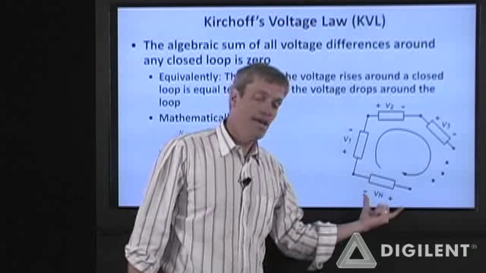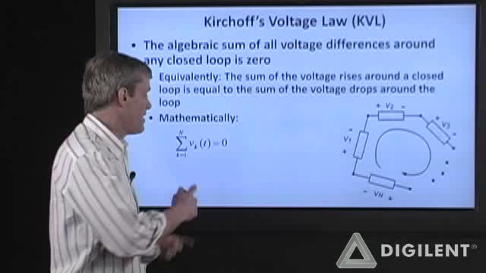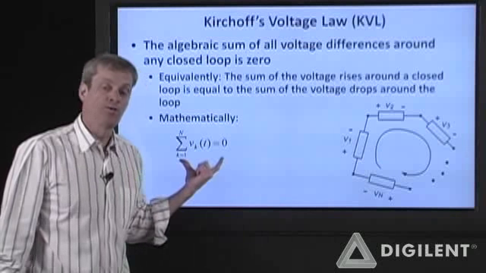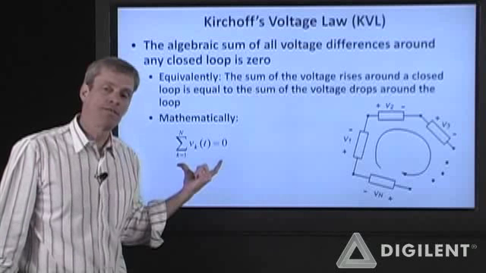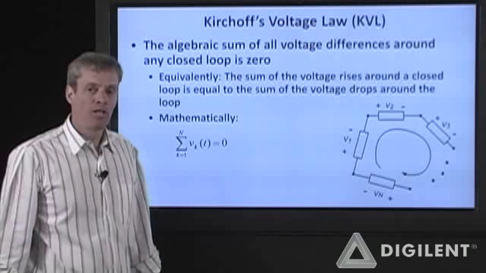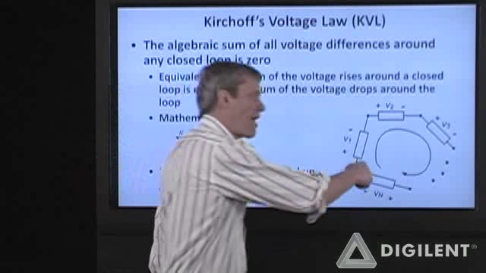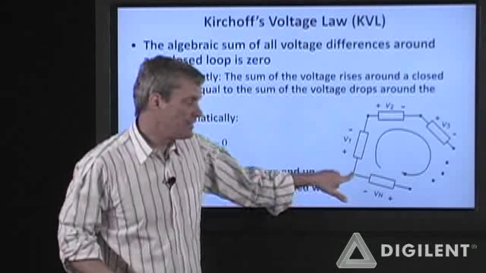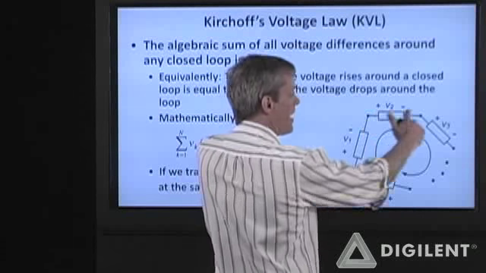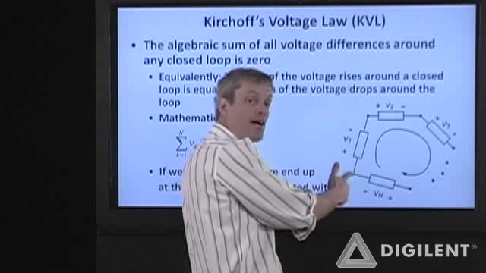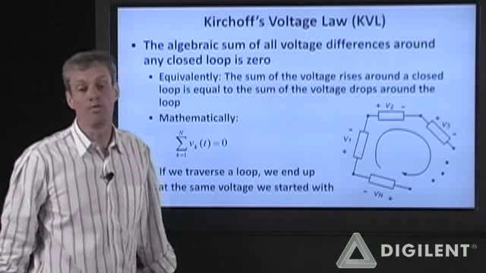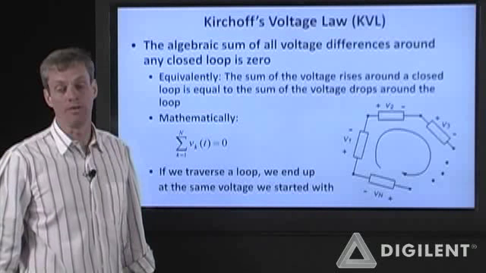Mathematically, for this particular case with n elements in the loop, if I add up all the voltage differences here, I'm going to end up with 0. Some of those voltage differences will be positive, some of them will be negative. Physically, all Kirchhoff's voltage law is telling us is that if we go around a loop, we have to end up with the same voltage that we started with. So if I start here and add up all the voltage differences until I get around to here, I better come up with 0 because this point has only one unique voltage value associated with it.